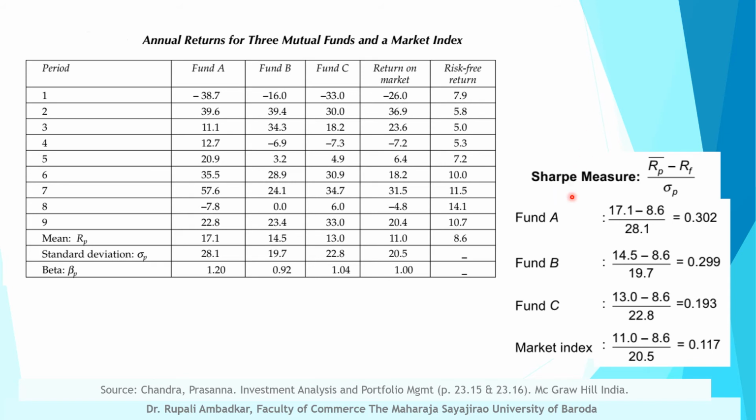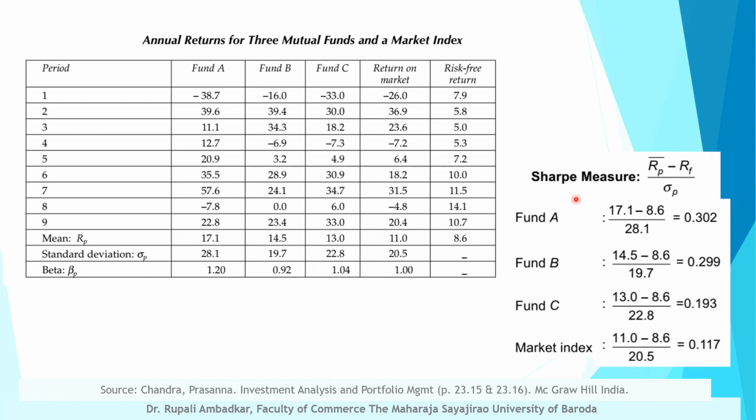So let us calculate the Sharpe measure using the same example which we used to discuss Treynor's measure. We have been given information about three portfolios: Fund A, Fund B, Fund C, along with return on market and risk-free return. We have been provided average return for the three portfolios as well as for the market. We have been provided with the standard deviation of the three portfolios as well as the market. We also have been provided with the beta for Fund A, Fund B, Fund C. The beta of the market is 1.